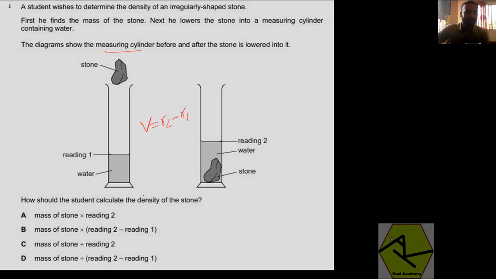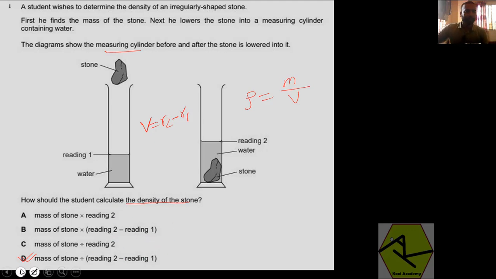And as we know here, calculate the density of stones. We'll make density rho equals to m divided by volume V. So I think number D will be the correct answer: mass of stone divided by reading 2 minus reading 1. Easy. Then next one.